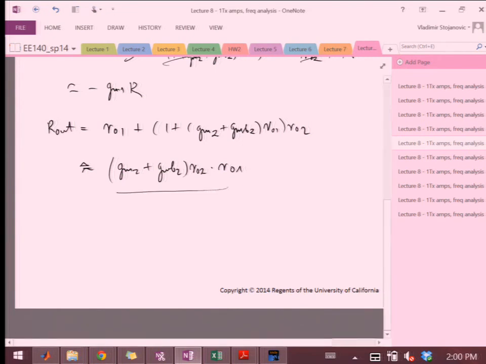So this is a pretty powerful way to increase the output resistance. And you'll see in the next few lectures when we do the current sources, this is used all over the place to boost the output impedance, because as you know, current sources have infinite output impedance, right?